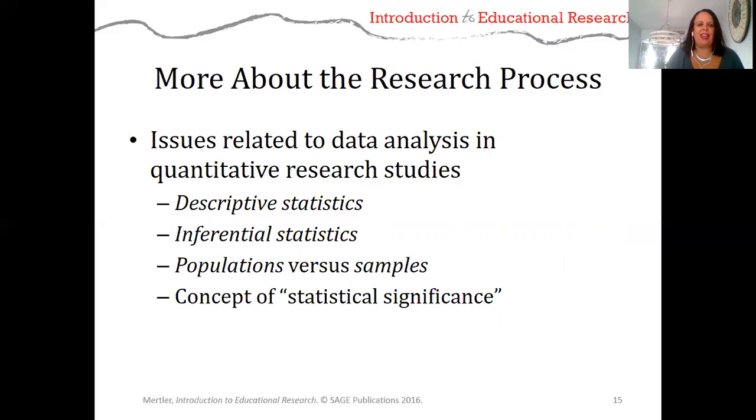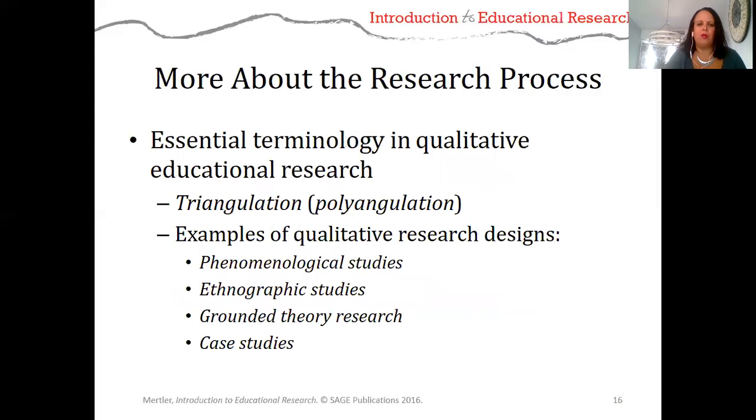In terms of data analysis in quantitative research studies, we're going to spend some time talking about population versus sample and the concept of statistical significance in this course. I'd like to do that with you in person to make sure that we're really getting this topic. So we'll come back to that. We'll also talk about a lot of other terms. One of them is triangulation. Some people call it polyangulation. That would be more than three. Tri, like triangle, that means three.